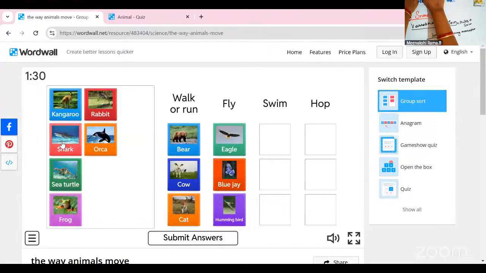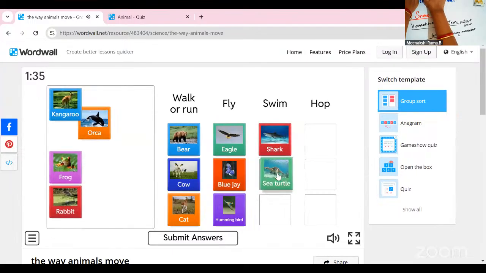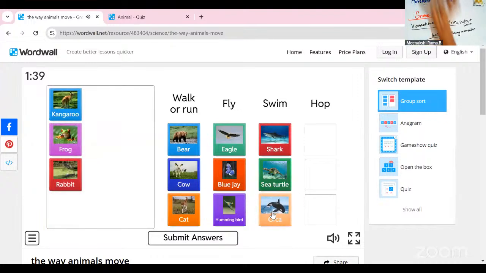Yes, first one, shark, a water animal. Sea turtle, also a water animal. Orca is also a water animal. So they are swimming in the water.